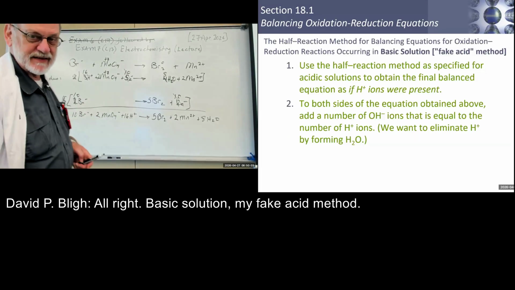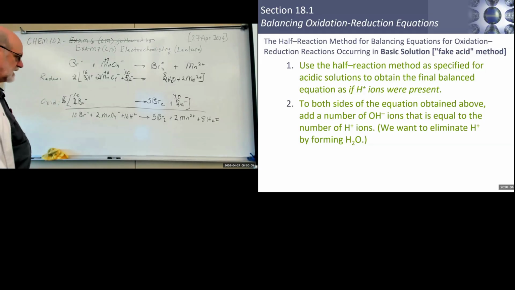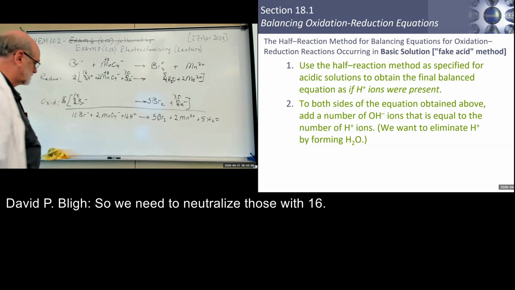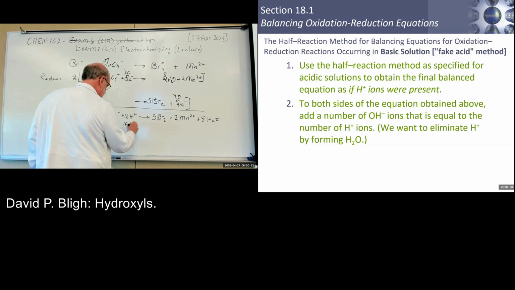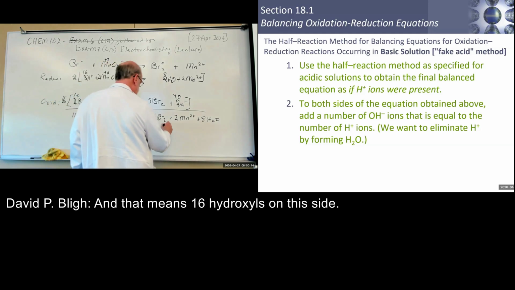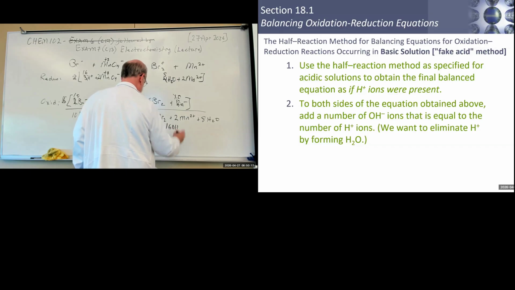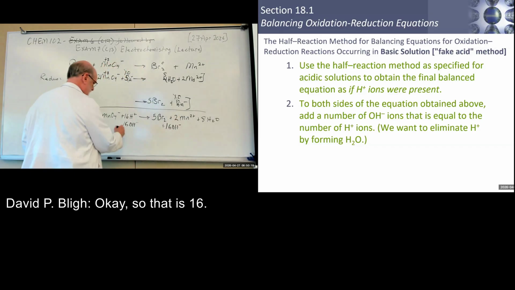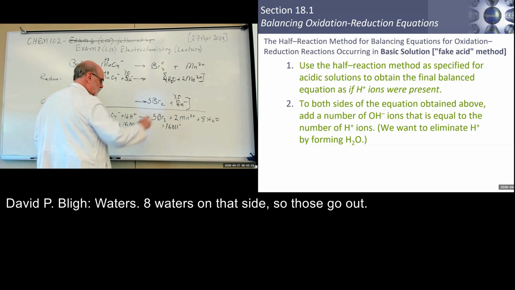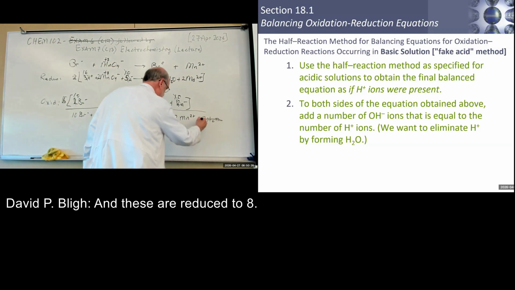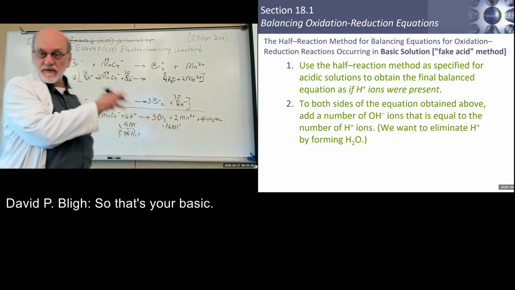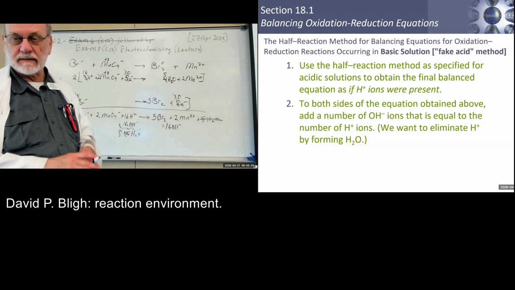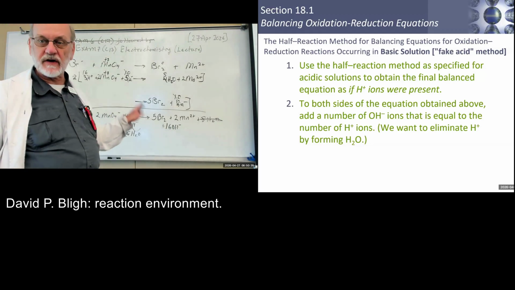All right. Basic solution, my fake acid method. Let's make this one basic. So we need to neutralize those with 16 hydroxyls. And that means 16 hydroxyls on this side. So that is 16 waters, 8 waters on that side. So those go out, and these are reduced to 8. So that's your basic reaction environment.